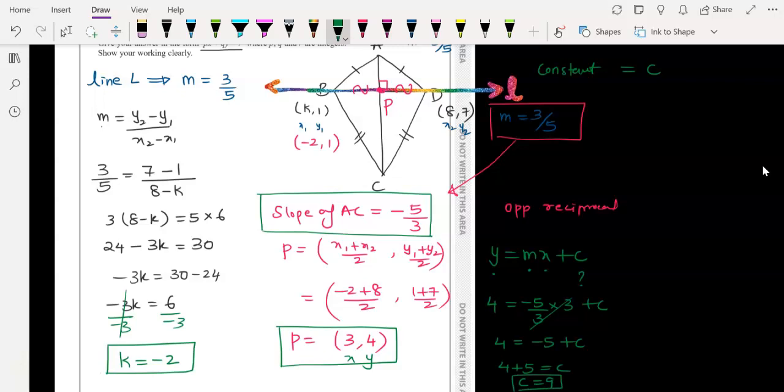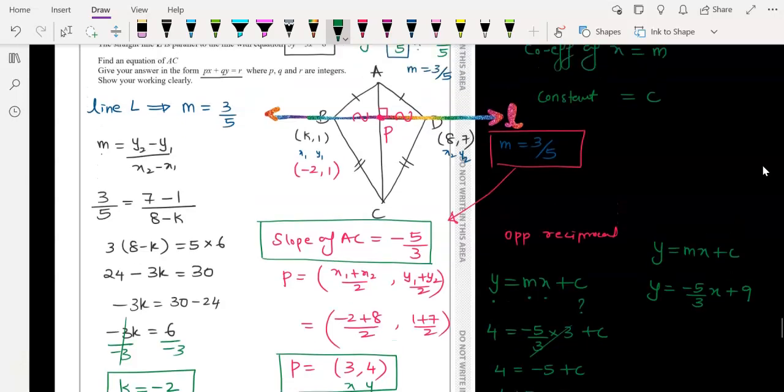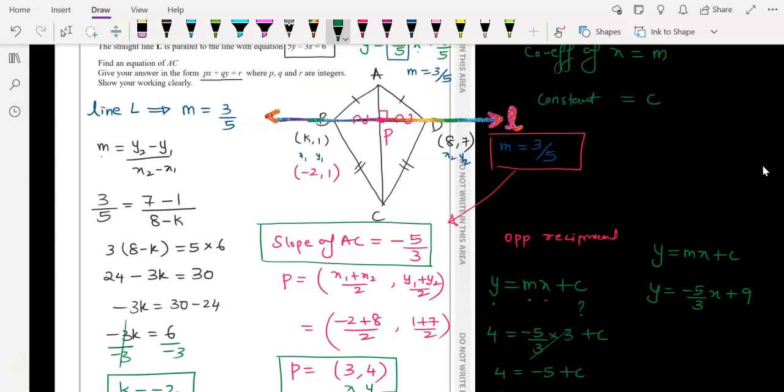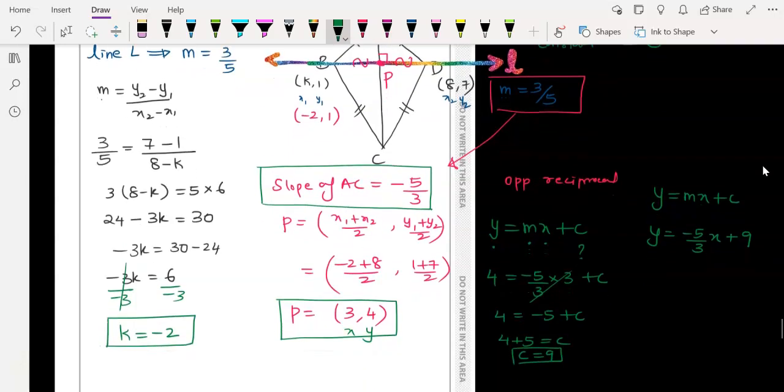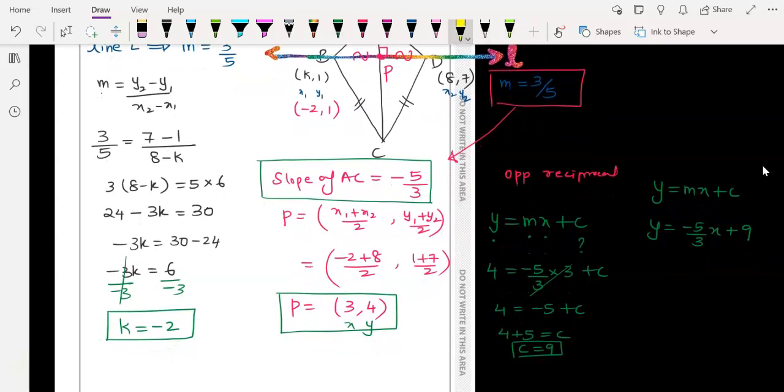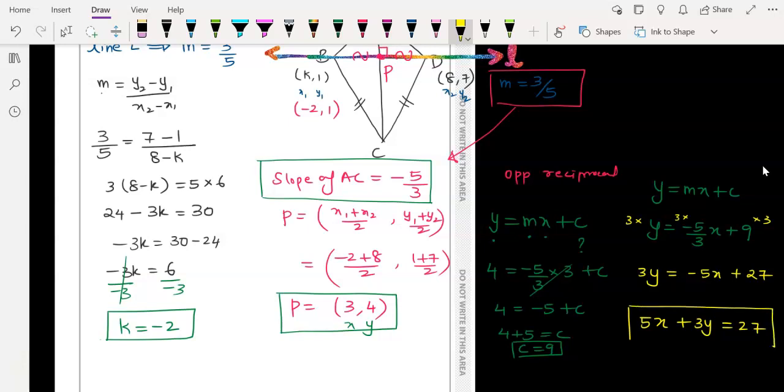Now I know the y-intercept, so I can put the value back. So y equal to mx plus c. So y is minus 5 over 3 x plus 9. This is slope-intercept form, but the question wants the equation in the form px plus qy equal to r. So you want x and y terms together on the left side. First, we need to remove the denominator. So we'll multiply the whole equation by 3. When you multiply by 3, it multiplies the first term, second term and third term. So 3 times y will give me 3y. 3 and 3 will get cancelled. You will get negative 5x plus 9 times 3 is 27. Now shift negative 5x to the left. You will get positive 5x plus 3y equals 27. And this is the equation of line AC in the required form.